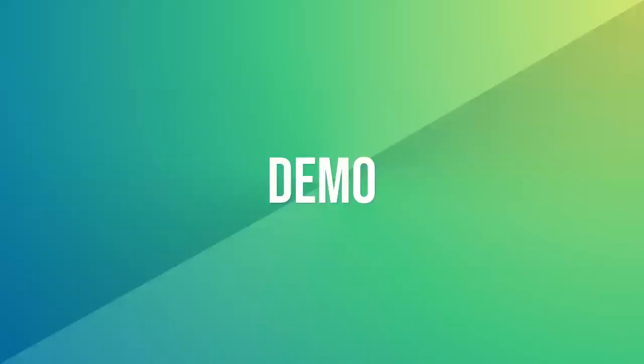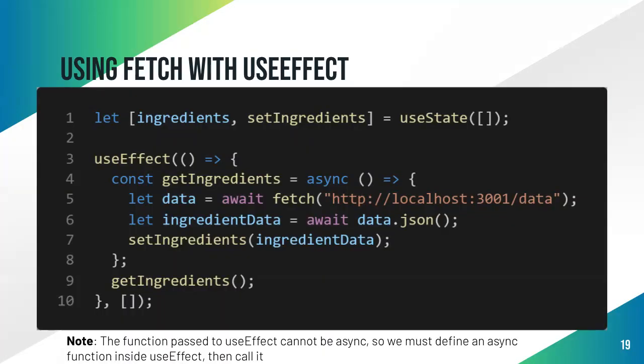How about defining get ingredients outside of use effect as a constant function, and then just calling it in use effect? Yeah, that would also work. You could define that function outside of use effect and just call it. So use effect, we call get ingredients, and then the empty square brackets. So lines 9 and 10 would be the same, and you just take lines 4 through 8 and just shove them outside of use effect.